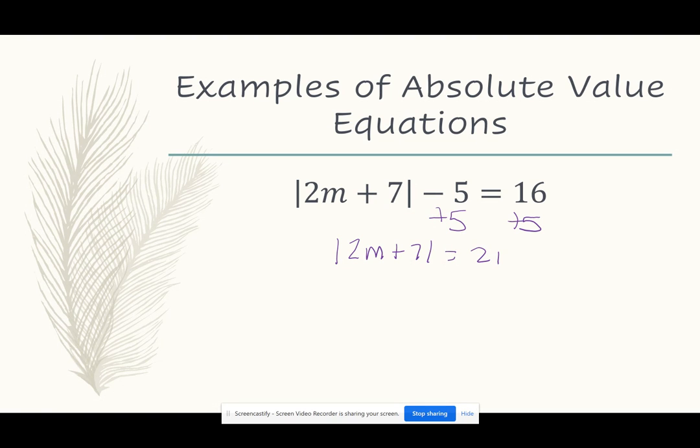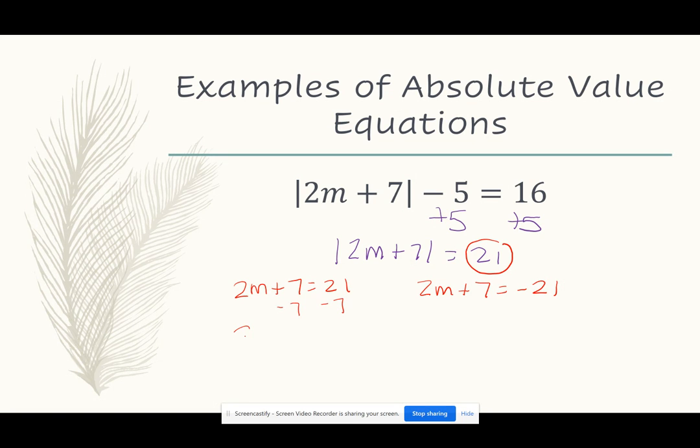Now we can set it equal to the positive and negative of the number. So now we can do 2m plus 7 equals 21, and 2m plus 7 equals -21. So you're going to use that new answer both times.